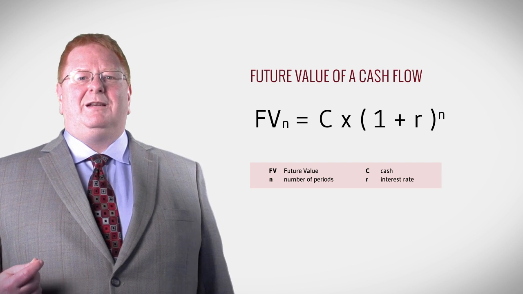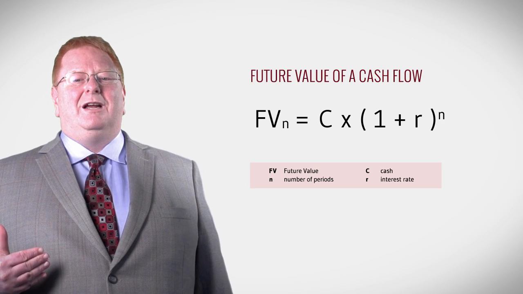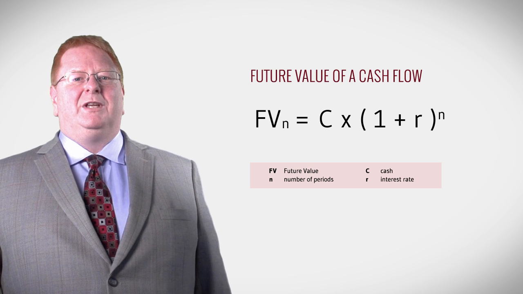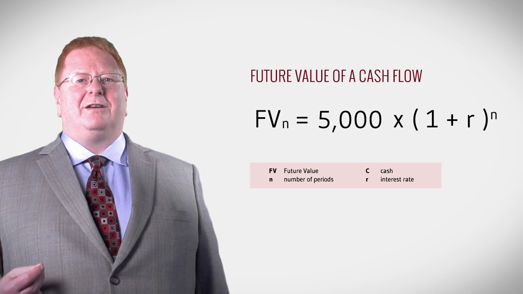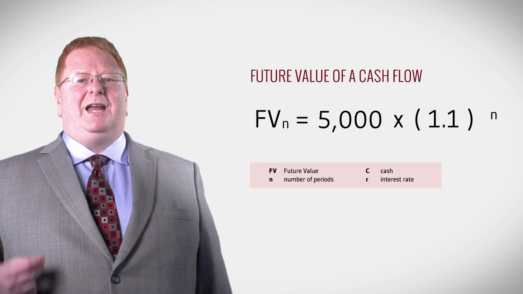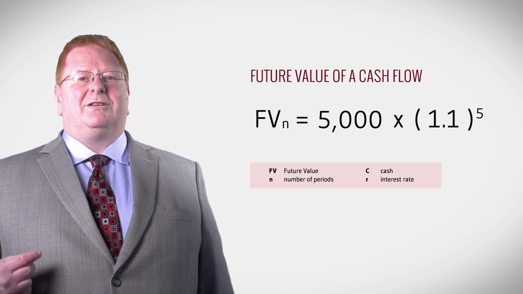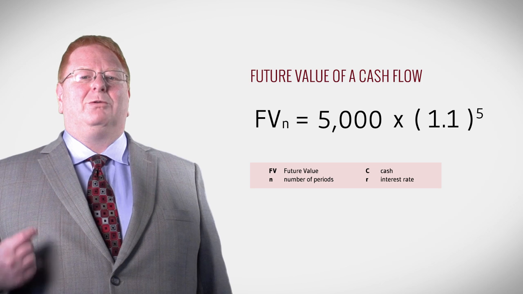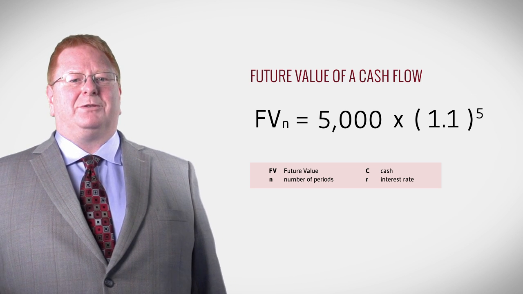So let's say we wanted to know the value of $5,000 invested today at 10% interest and what that value would be in 5 years. If we put that into the formula, cash flow would become $5,000, R, the interest rate, would be 10%, and n would be 5 years. 5,000 times 1.1 to the 5th power would be the mathematical way to solve it, and that would get us an answer of $8,053.